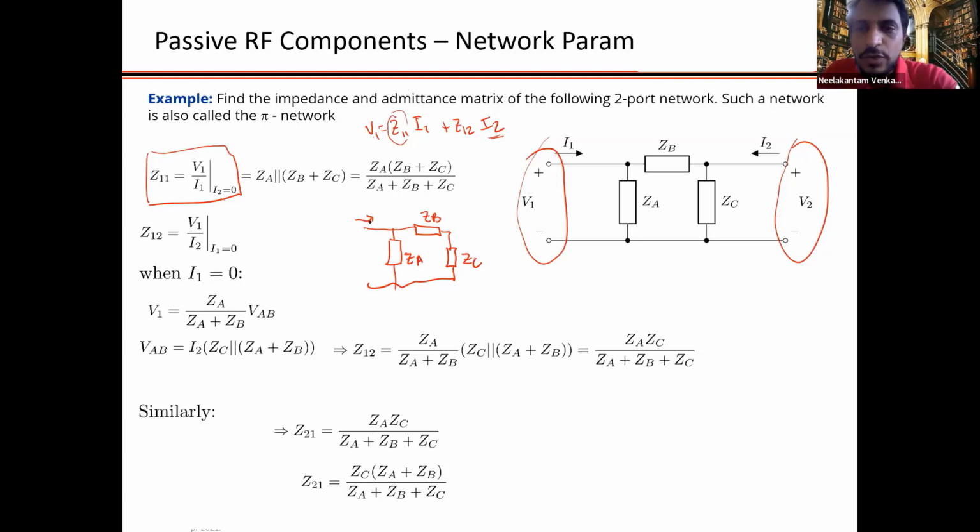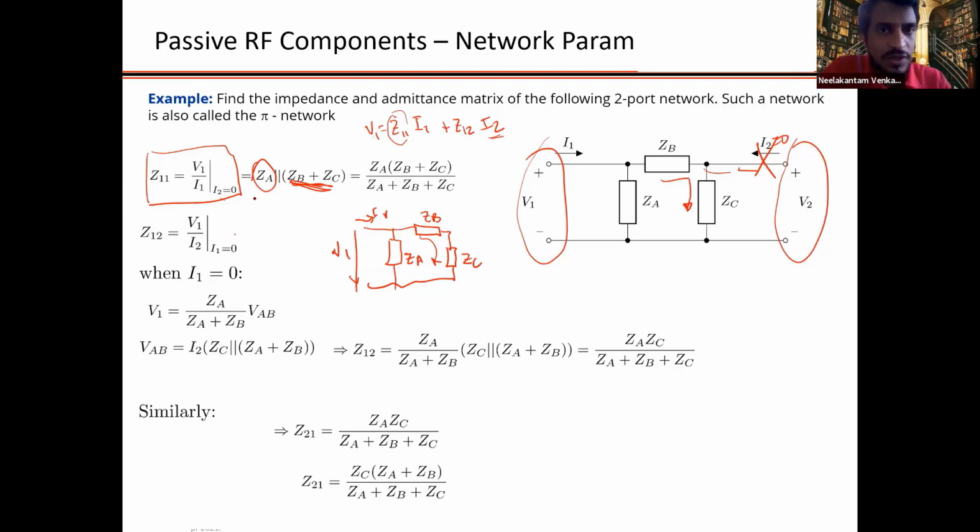There is an I1 that is going in and there is a V1 here. Because there is no current flowing here. When I2 equal to 0, there is no current flowing here. This reduces to this. Whatever current comes here is flowing through here. Nothing goes through here. Imagine it that way. So all of it is going here. That means it's what? ZB plus ZC. These two are connected in series. And the whole thing is connected in parallel to ZA.